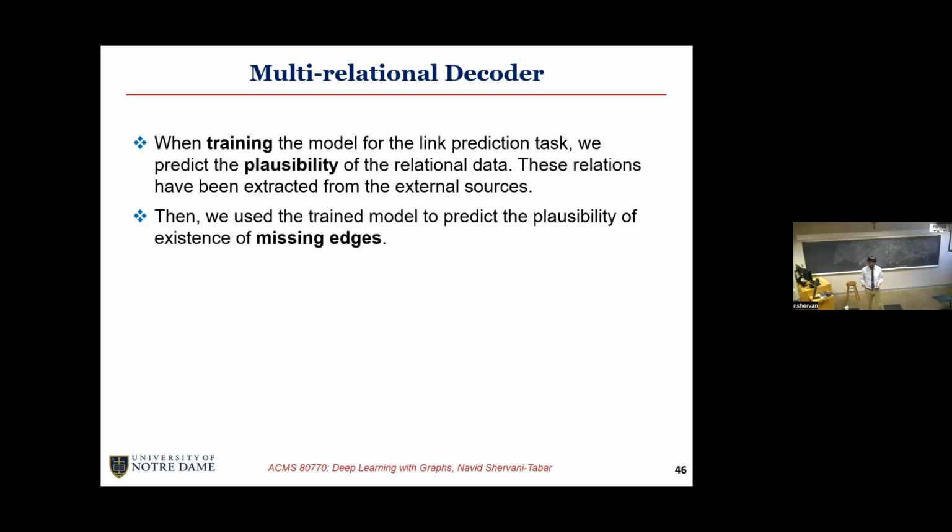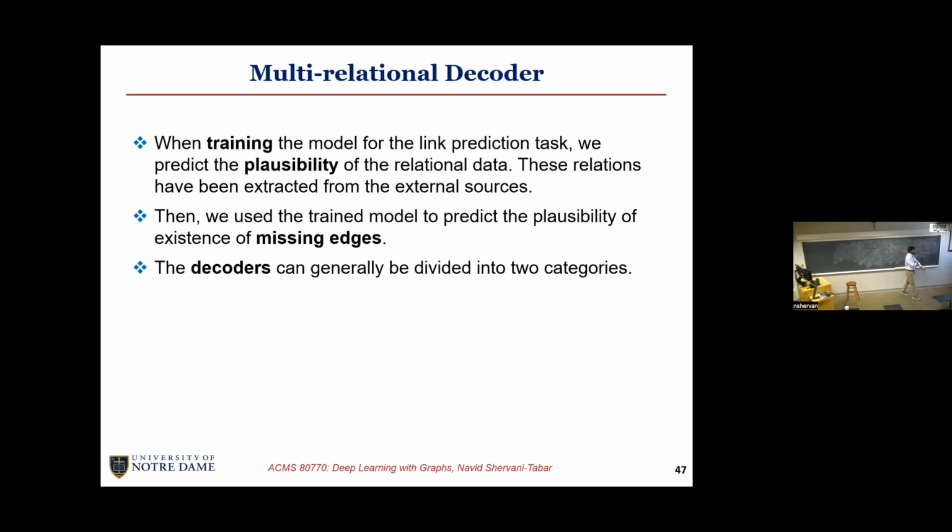So in order to train a model on this, we first train on the relations that we already see. So we've learned these embeddings, and then we remove some of the edges. And then we try to predict the existence of these edges. And that's how we train these models. Once we've trained it, we will use these embeddings in order to predict the links that are missing in our knowledge graph.